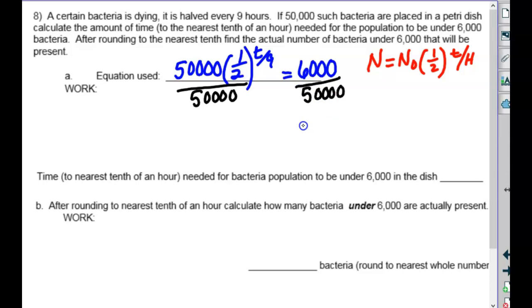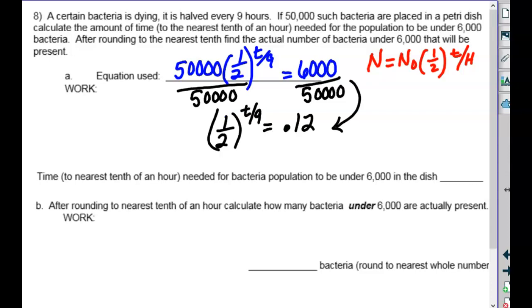That's not a bad decimal, is it? If we divide that out so I don't have to keep writing all those zeros, 0.12. Okay. And left over here we have 1/2 to the T over 9.